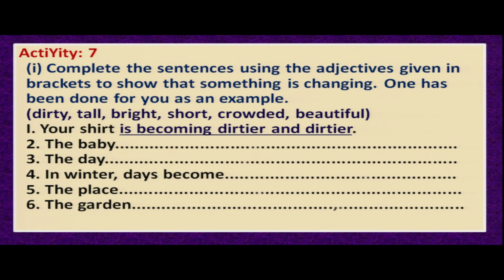Your shirt is becoming dirtier and dirtier. The first example has been given. Your shirt is becoming dirtier and dirtier, changing situation, right? The baby dash, the day dash, in winter days become dash, the place dash, the garden dash. So we have some adjectives in brackets: dirty, tall, bright, short, crowded, beautiful. We have to select the adjectives and we have to complete the sentence. Let's go to the answer.